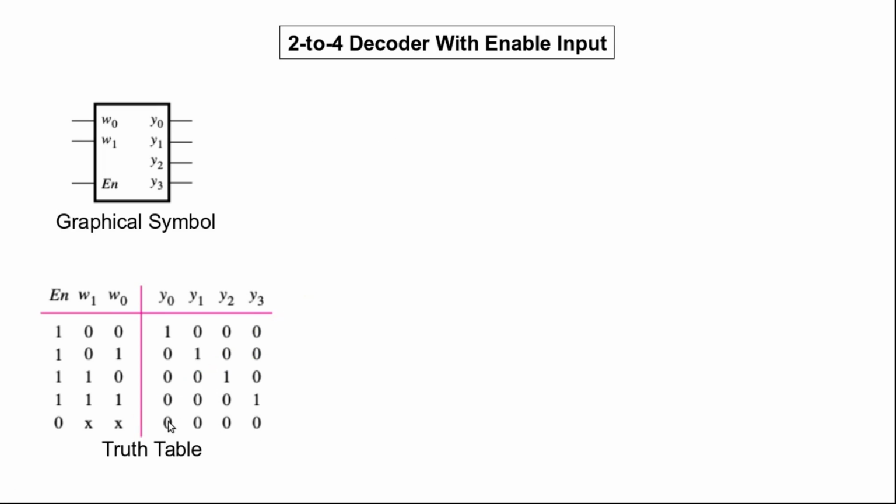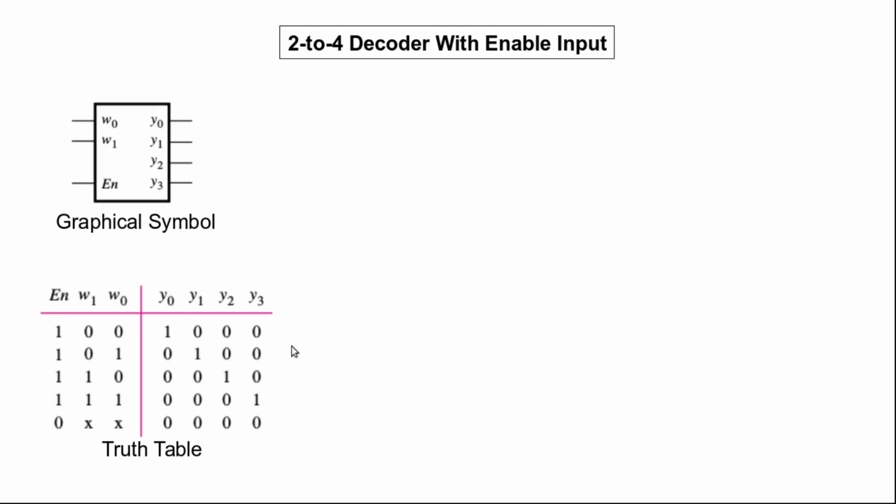And when the enable input is 1, the outputs are the same as we saw in the previous slide. With enable input 1, if the w1 w0 inputs are 0 0, then y0 will be equal to 1. If the w1 w0 inputs are equal to 0 1, then y1 will be equal to 1, and so on.